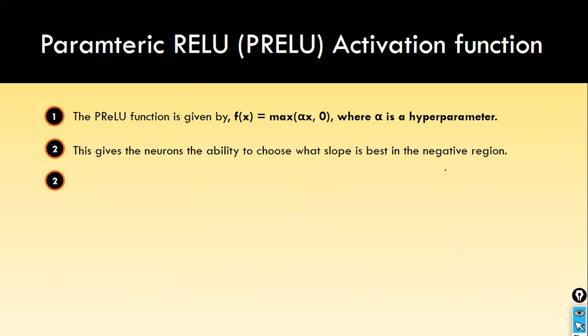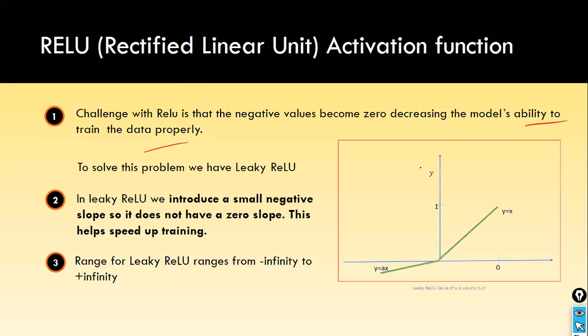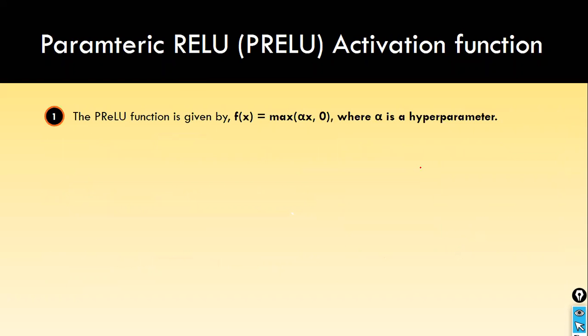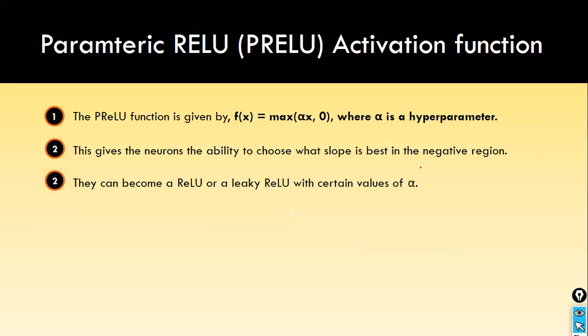Instead of introducing a small negative slope, you choose the best negative slope on your own. That is when p-ReLU became popular. So it can become a ReLU or a leaky ReLU with certain values of alpha.